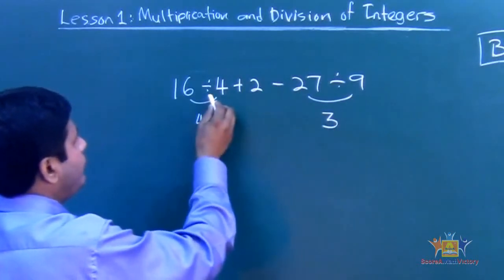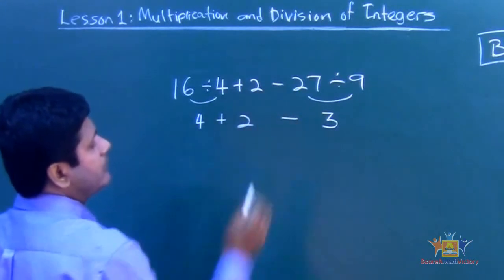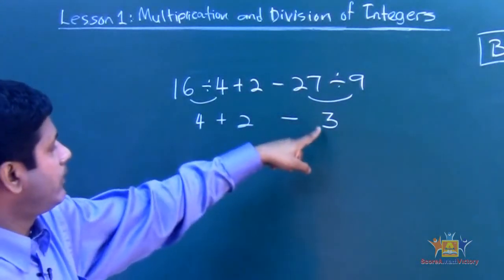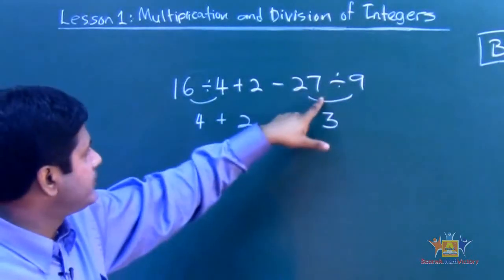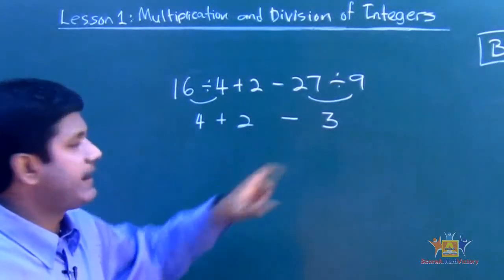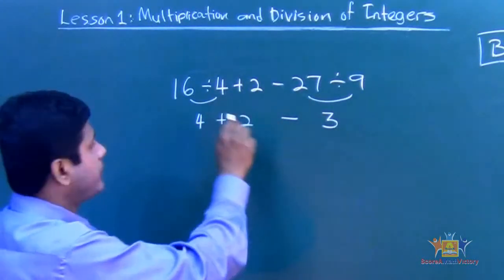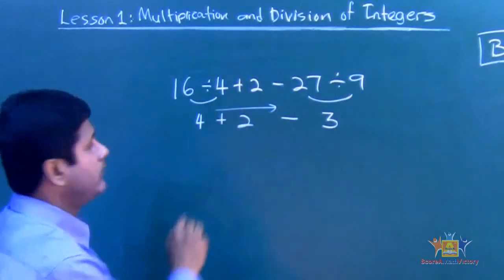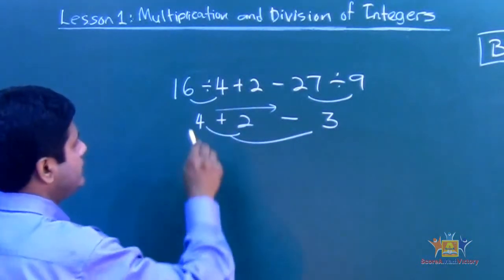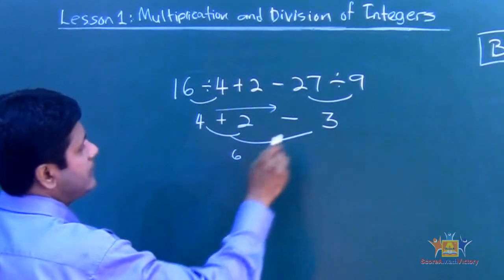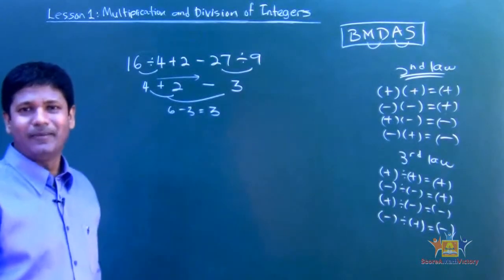Alright, now be careful. After you've done that, make sure you bring the other sign straight. See the negative. The negative belongs to 27. So that's why it's negative 27 divided by 9, which means 27 divided by 9 is 3. Bring the negative back. Okay, so now I've got only addition and subtraction. I'm going to use the left to right method, the pairing method. So 4 plus 2 is 6, minus 3 is 3. Right there. Pretty easy, isn't it?